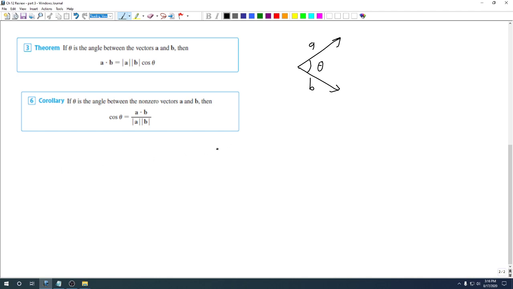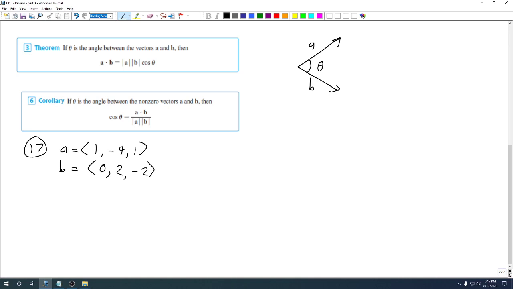So let's do an example of this. Maybe take an example from the book. Let's work out problem 17. Here we're given two vectors. Vector A is 1, -4, 1. Vector B is 0, 2, -1, or -2, sorry. We want to find the angle between these two vectors.